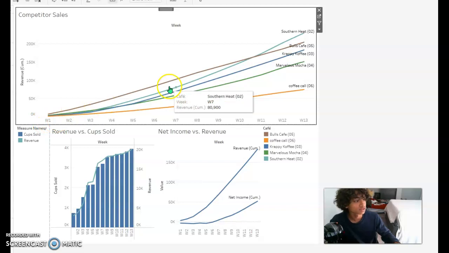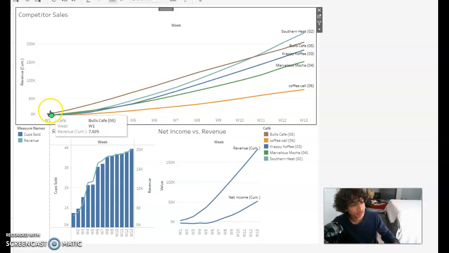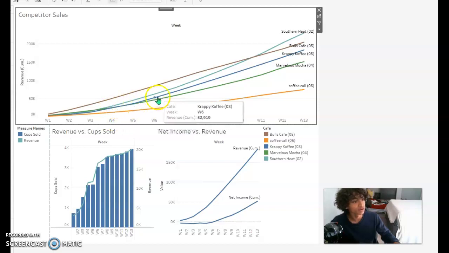So along the x-axis here, we have W1, W2, W3, etc., which shows the weeks, week 1 to week 13, which was the entire simulation. Along the y-axis, we have the cumulative revenue. So as you can see, from weeks 1 to week 3, there isn't much growth in the cumulative revenue for any of the cafes. However, from week 4 to week 6, we see this greater increase in cumulative revenue as opposed to the prior 3 weeks.